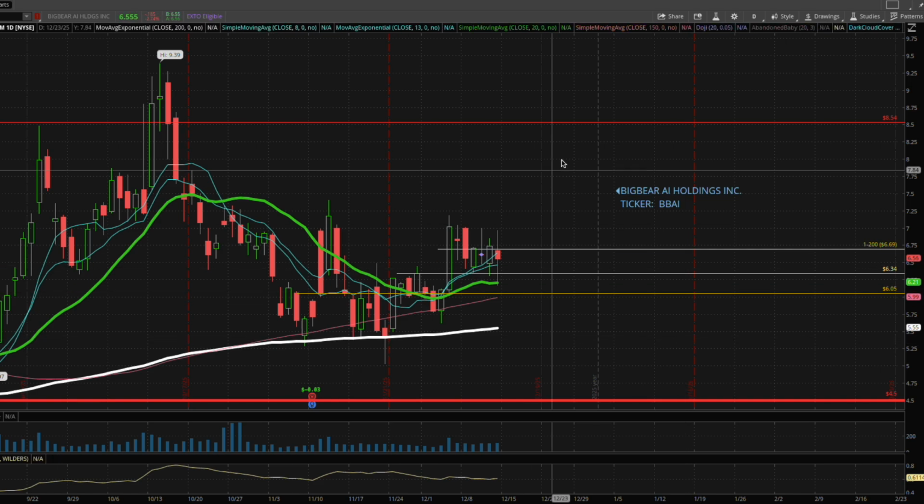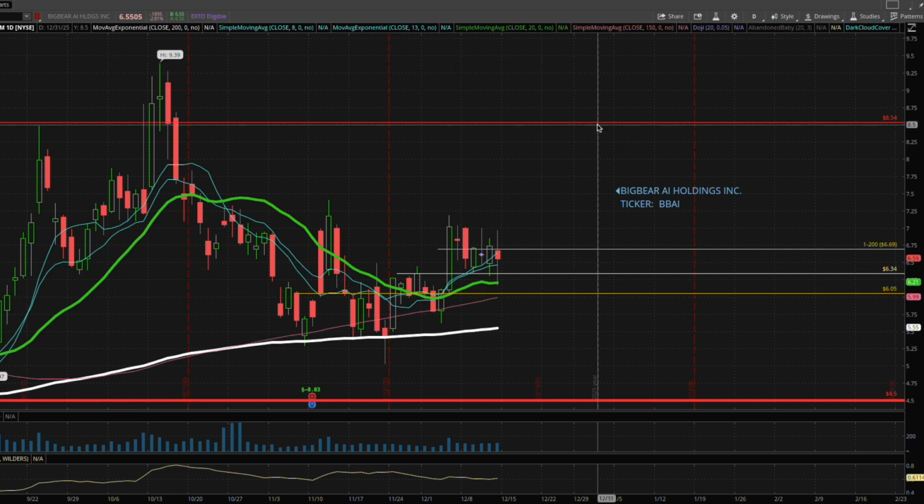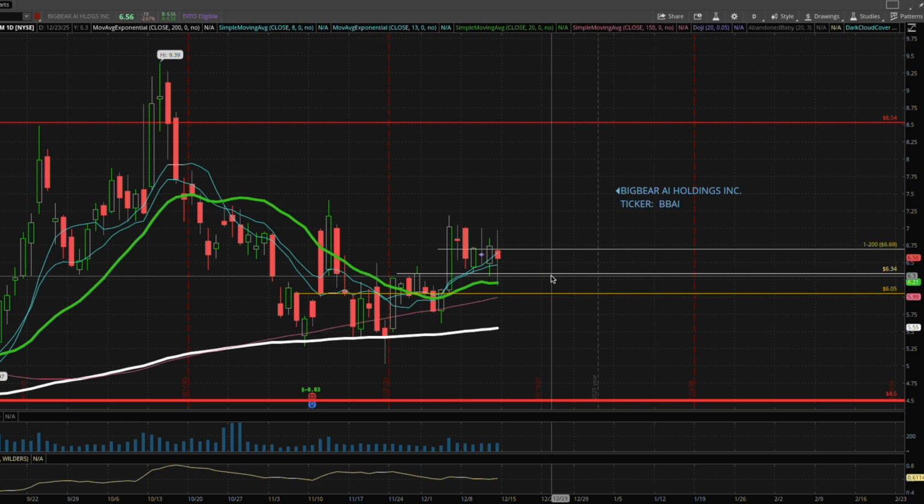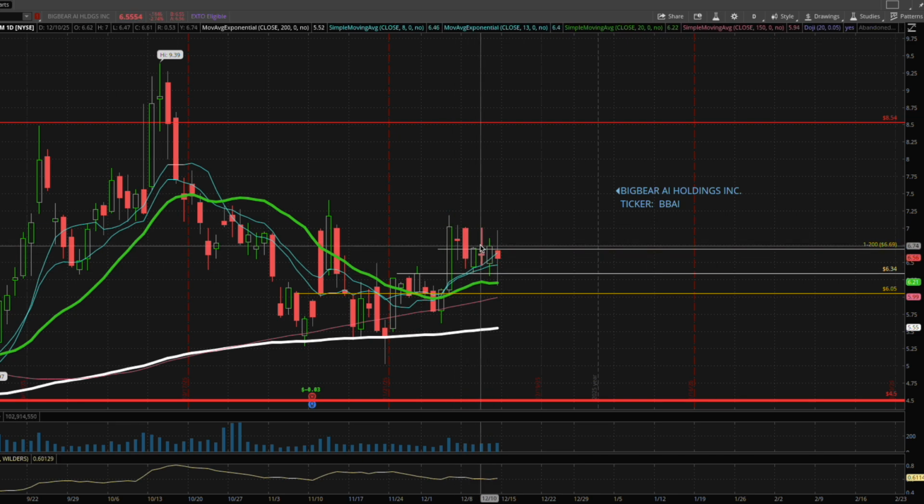Hopefully it'll stay that way and go back up and take this out up here, and I'll be doing pretty well. But right now it's sort of like watching paint dry, and these are the kind of trades that, for me as a swing trader, I'm not really worried about. I just kind of put it in.